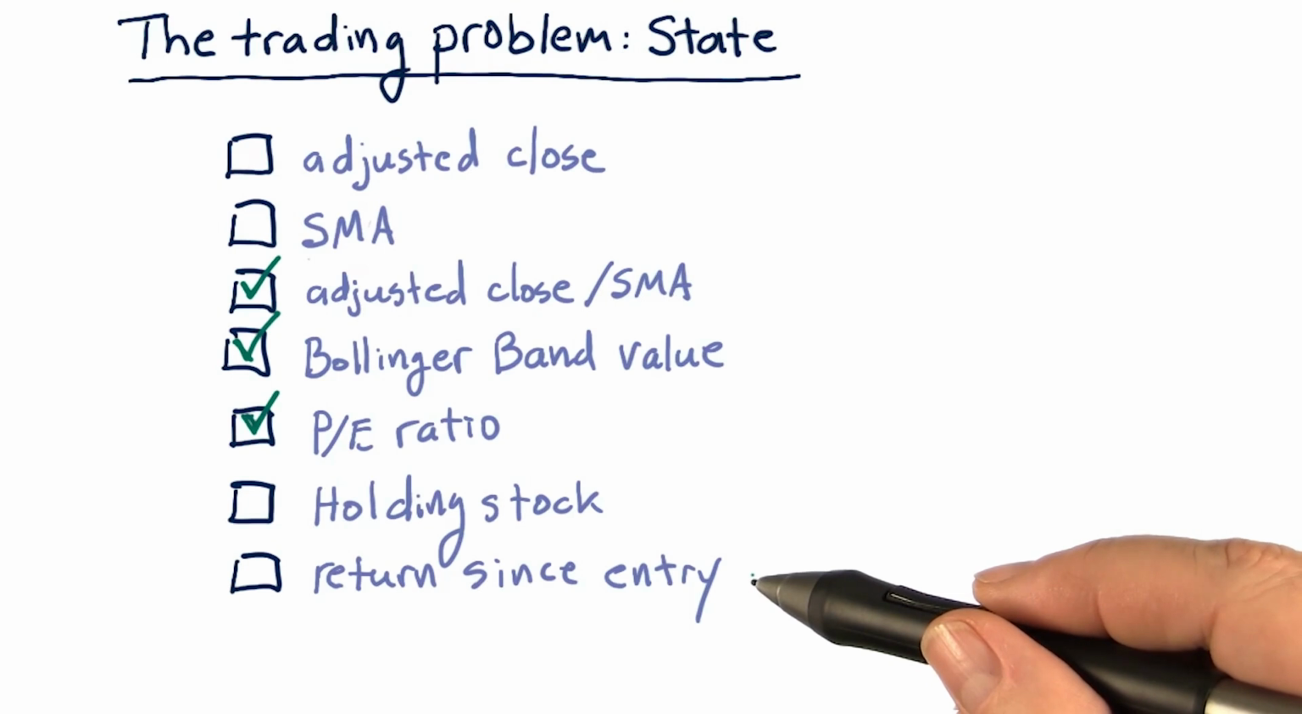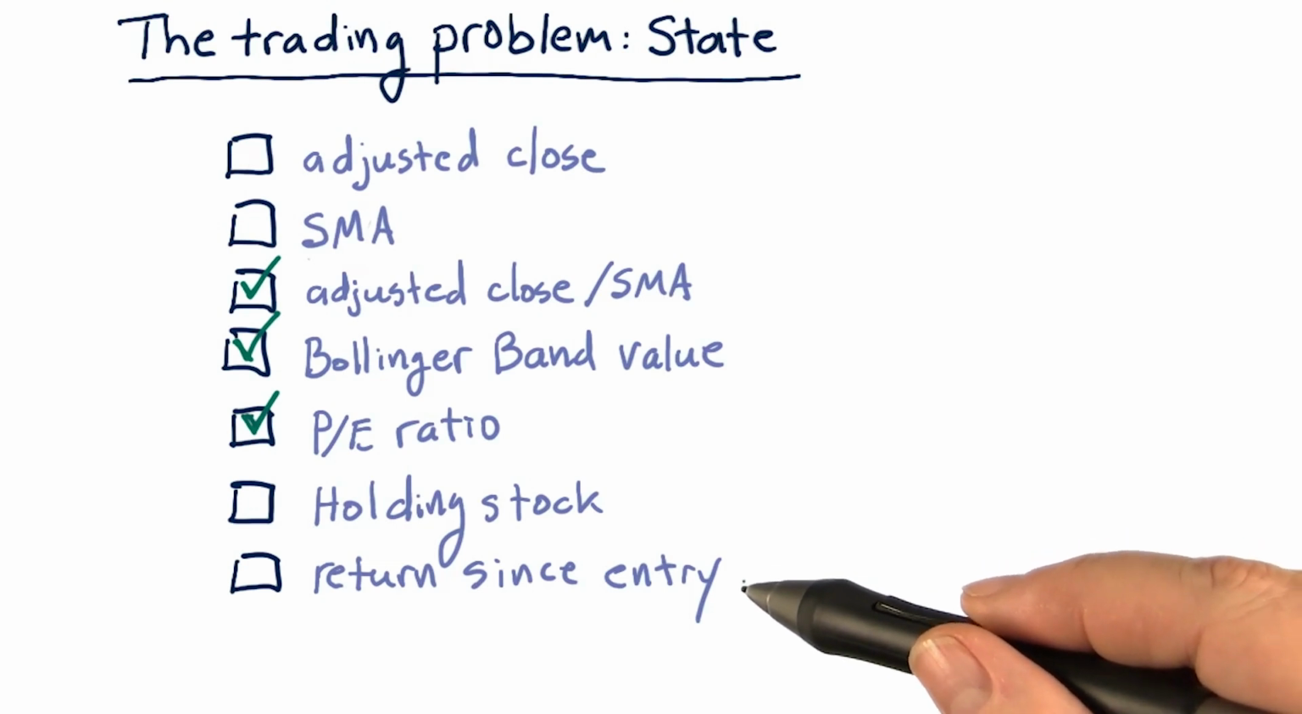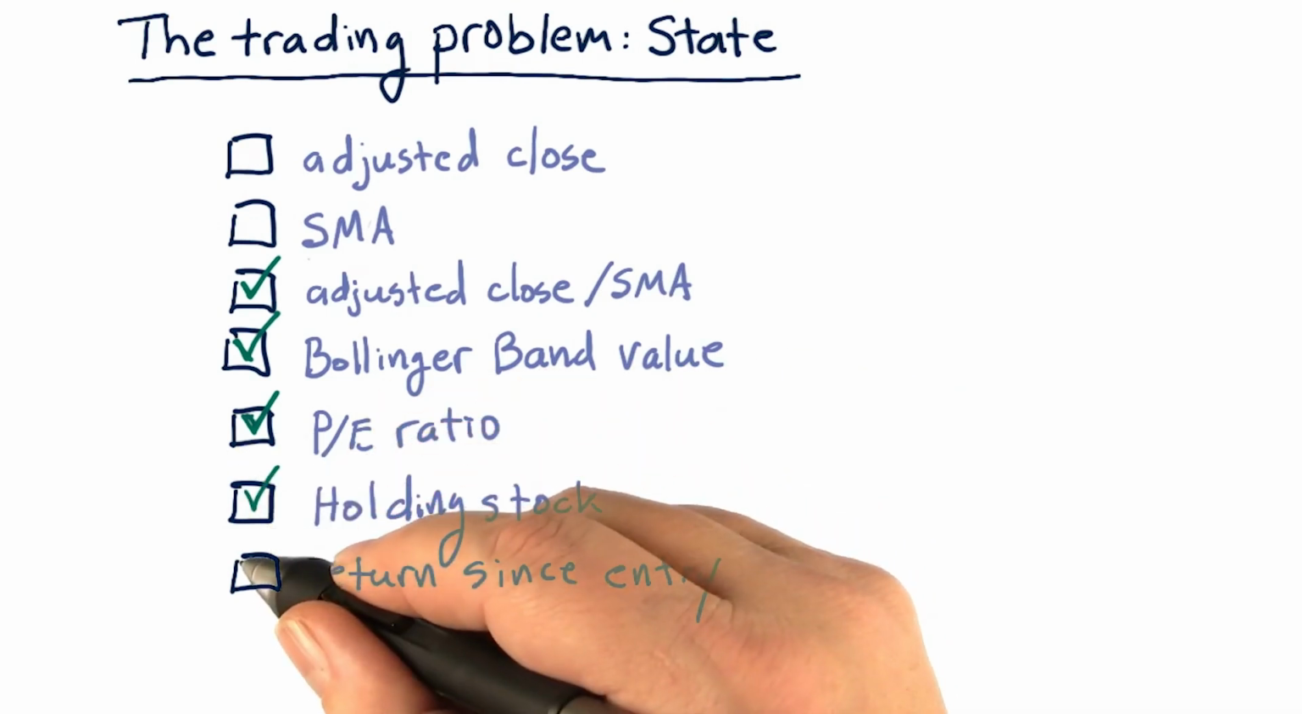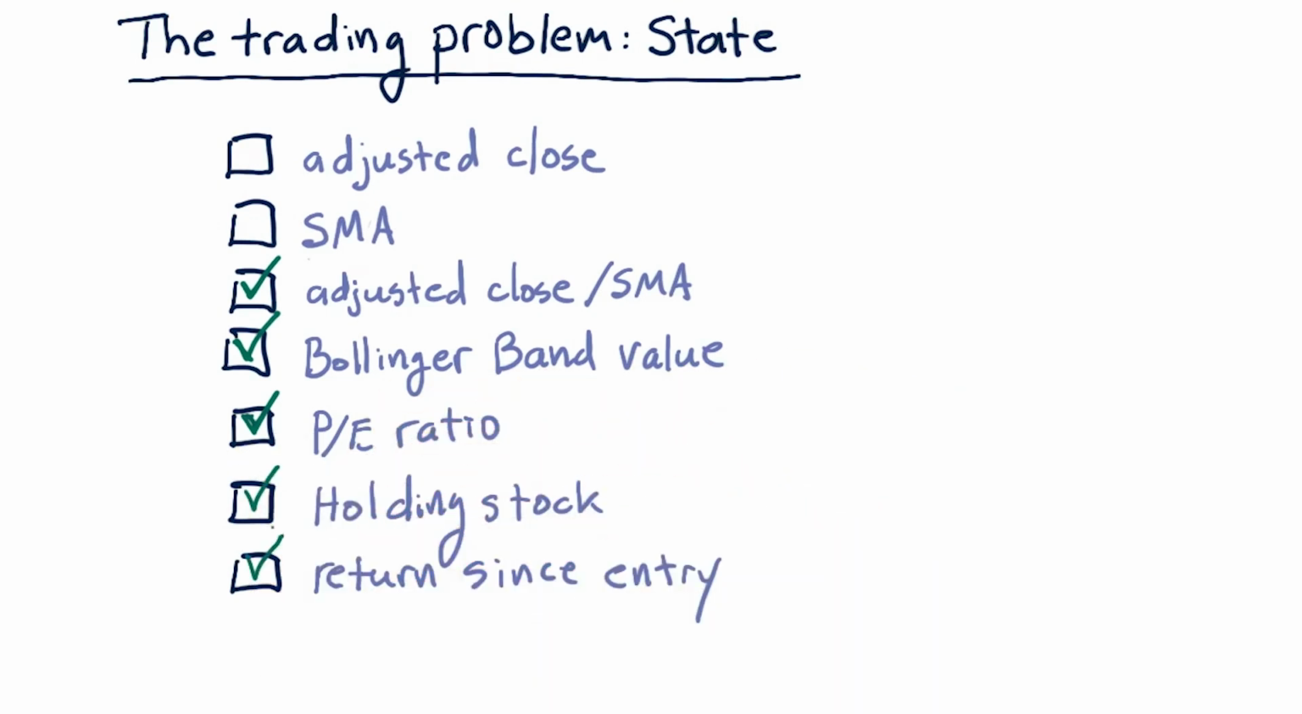Similarly, return since we entered the position might be useful. In other words, this might help us set exit points. For instance, maybe we've made 10% on the stock since we bought it, and we should take our winnings while we can. So, both of these are important and good factors to have in a Q-learning system.